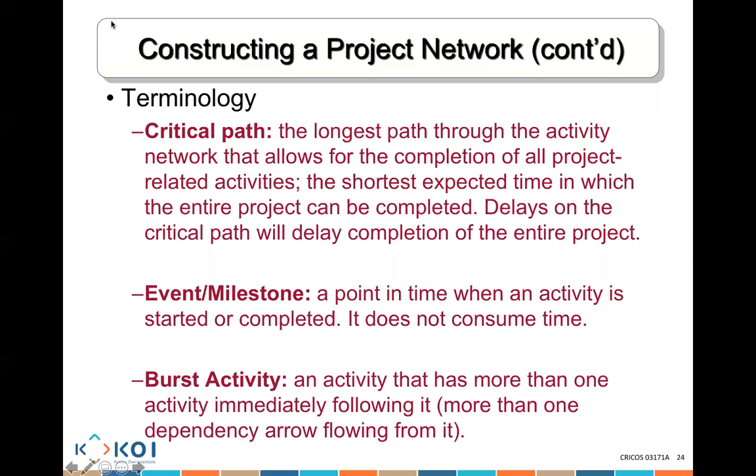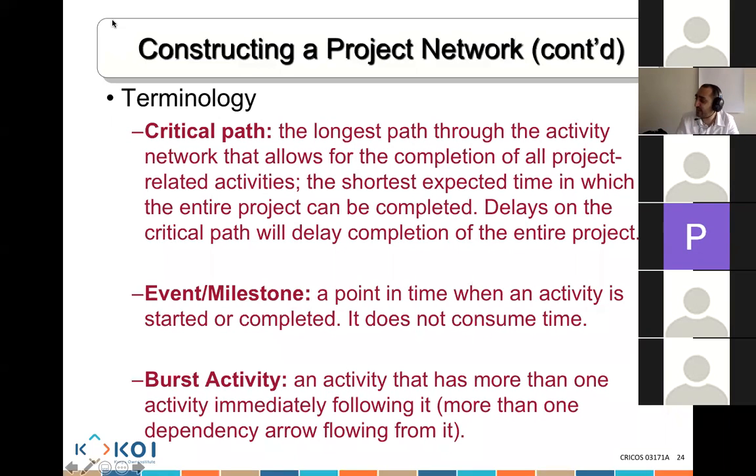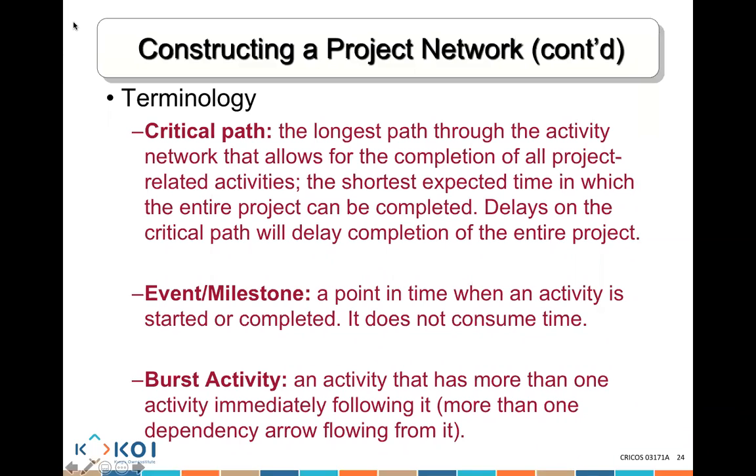The critical path is the longest path through the activity network that allows for the completion of all the project-related activities. In other words, it is the shortest time it is going to be taking me to complete the project. If any activity on the critical path is delayed, the entire project is going to be delayed. We'll talk more about that very shortly. I'll show you examples.